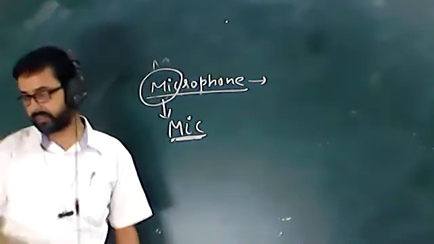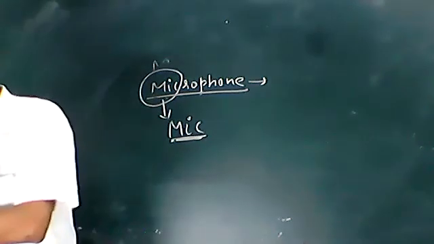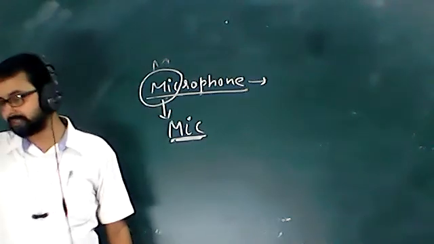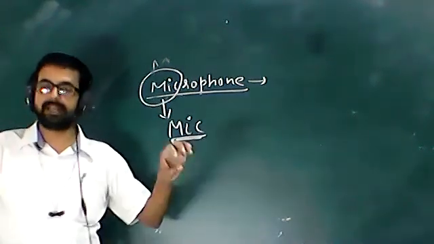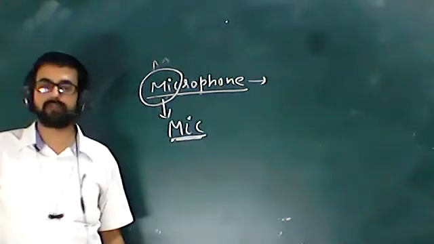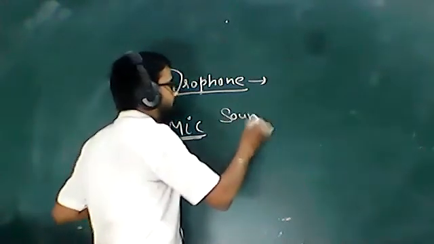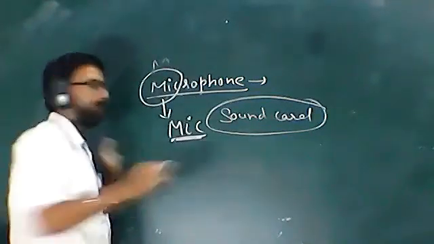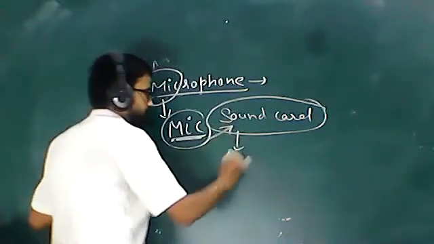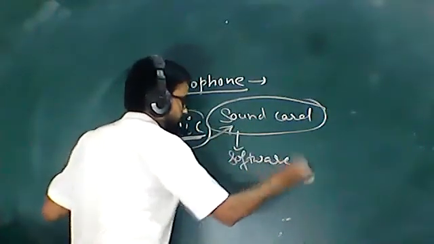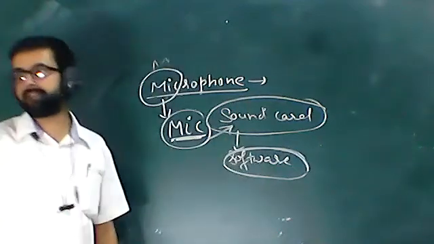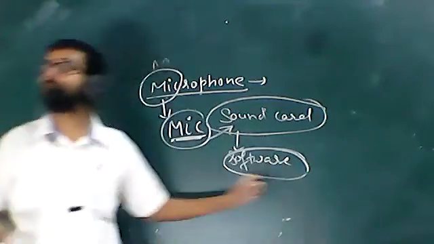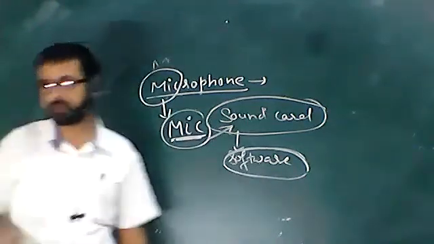Clear to everyone? Next, a mic can work if your computer has a special hardware known as a sound card. To use a mic we need to install a sound card in our computer system. It is part of software. If you want to use your microphone, you have to install the sound card in your computer system. Then after you will use it, otherwise you can't use it.